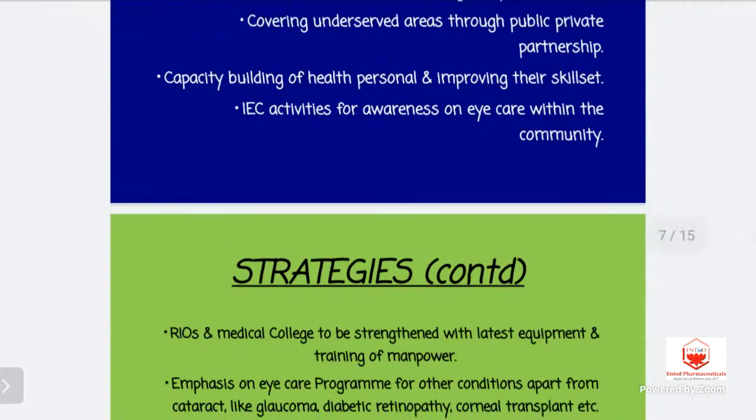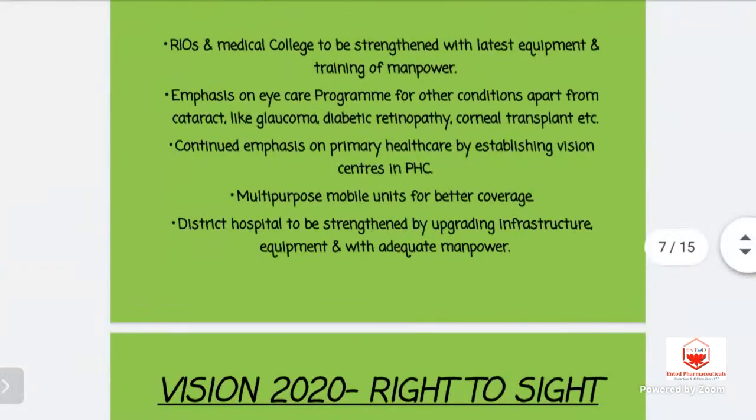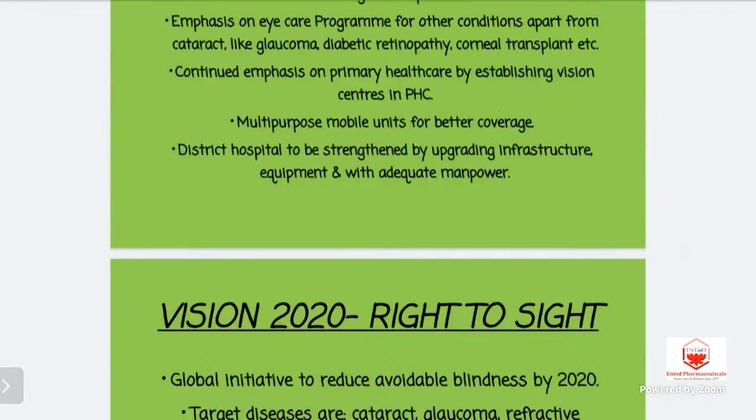And the general considerations or strategies include capacity building of the health personnel and information, education, and community activities for awareness on eye care. Apart from that, the regional institutes of ophthalmology and the medical college hospitals were all strengthened with not only infrastructure, but also with proper trained individuals. And the emphasis was also on eye care programs for conditions apart from cataract and refractive errors. These conditions were diabetic retinopathy, glaucoma, and at that time, trachoma was also very prevalent, so trachoma was also included in this program. And also multi-purpose mobile units for covering underserved areas were set up.